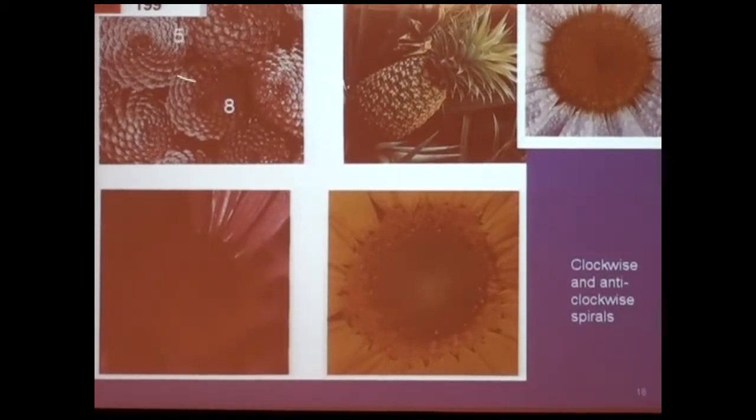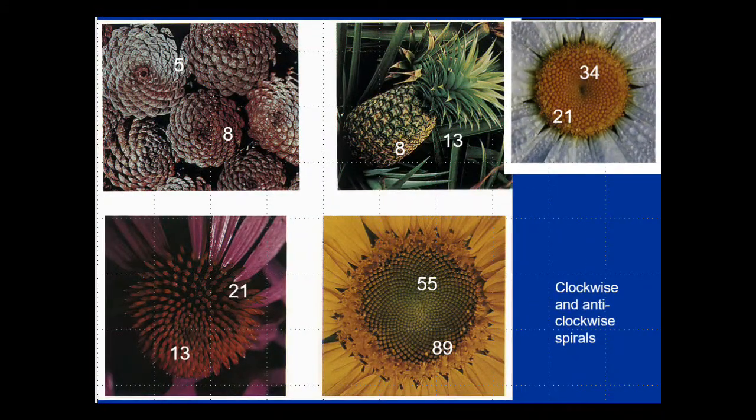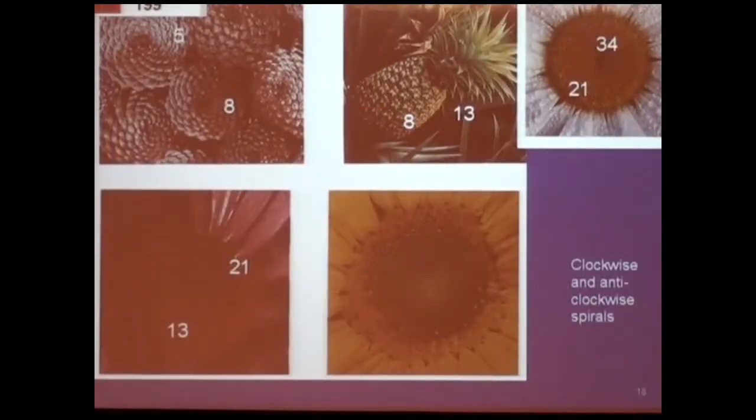And if you go and count the clockwise spirals and the counterclockwise spirals, you find that in the pine cone, it's 5 clockwise and 8 counterclockwise. And in the pineapple, it's a little harder to see. The next time you buy a pineapple, start counting. Yeah? So 8 and 13. And now this is a more complicated flower here. I forget what it's called. There's 13 and 21. That one is 21 and 34. And then this finally is 55 and 89.